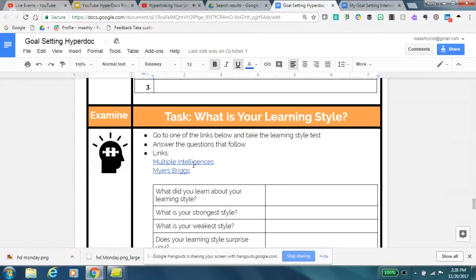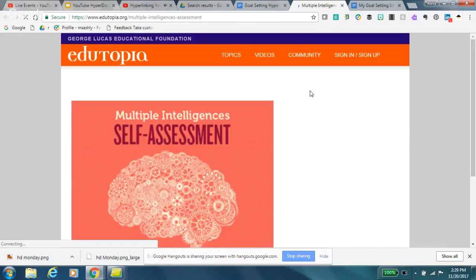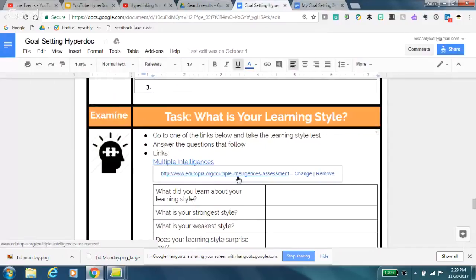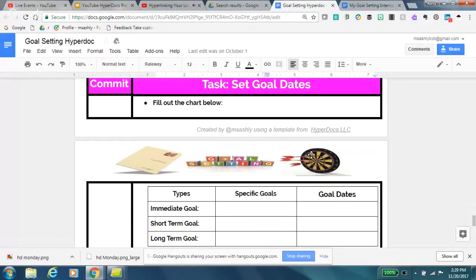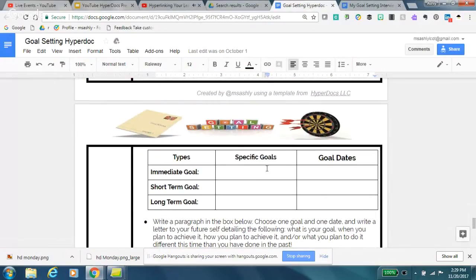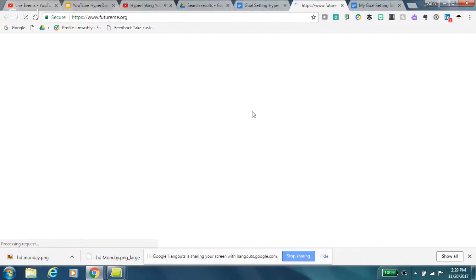They also got to learn about their learning styles. They went to multiple intelligences, and they took the assessment. After they took the assessment, they shared on here what they learned about their learning style. And then we set more specific dates: immediate goals, short-term goals, and long-term goals. And then they were to write a paragraph to their future self. In this, there's a website. They wrote a paragraph here to their future self, set a goal about how they felt the day that they achieved that goal, and then they went to the Future Me website, which is a really fun little website.